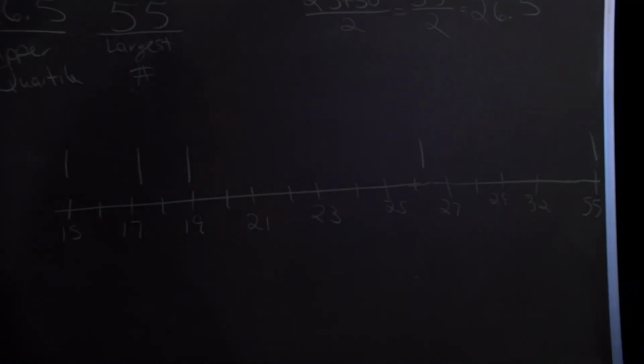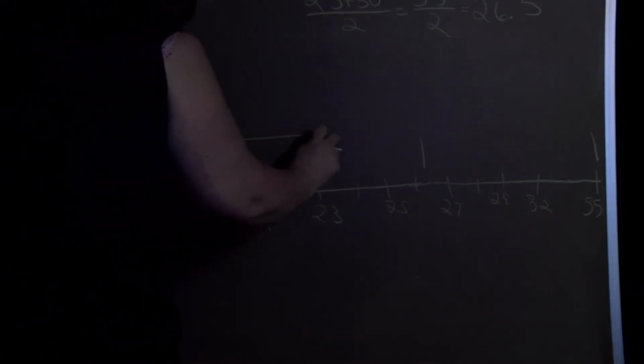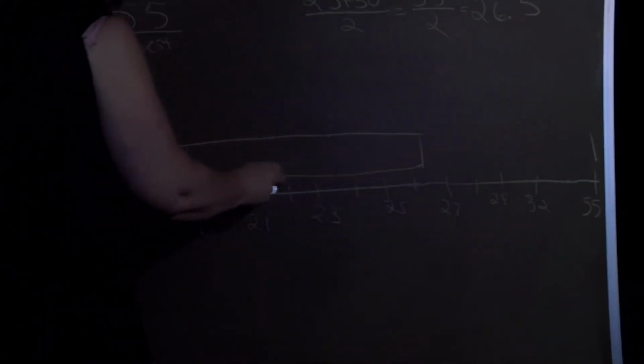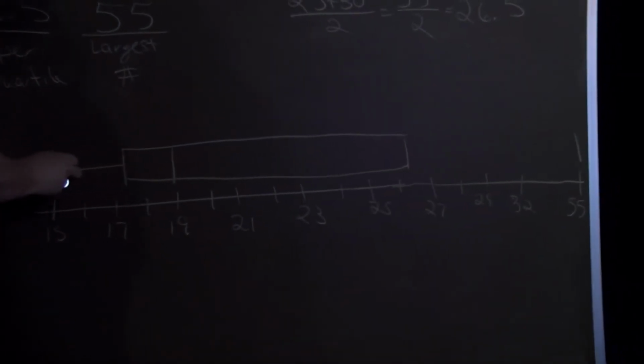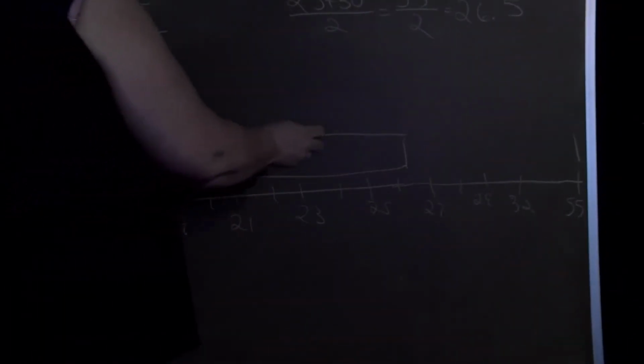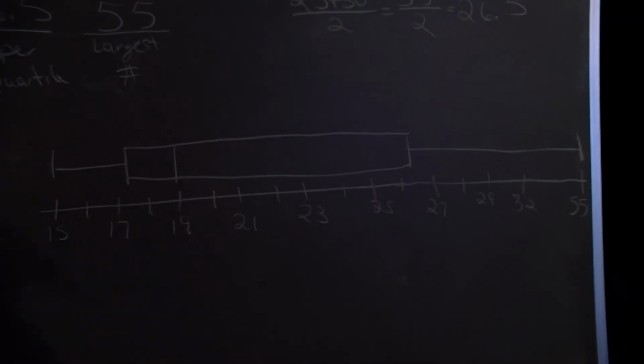Now it's called a box and whisker because the middle 3 lines make a box. And then the other 2 make whiskers. And this would be your box plot or box and whiskers.